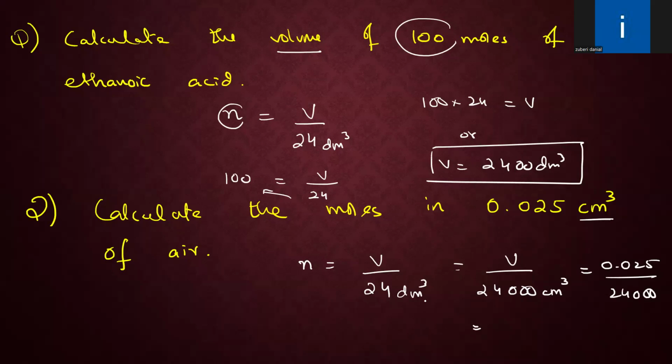So the answer would be a very small number. Let's see what the answer is: 0.025 divided by 24,000. Unlike maths, you are allowed to use a calculator, so don't worry about any type of calculation. You can have your calculator with you. That's the answer here. Is this understood by both of you? Any questions, any doubts? No, sir. That's nice. Good job.